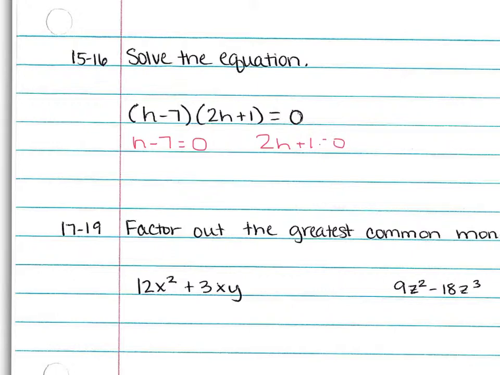This one's going to be h equals a positive 7, and on this one you have to do a little bit more work. You're going to get 2h equals negative 1, and then when you divide by 2, you'll get h equals negative 1/2. So your two solutions are 7 and negative 1/2.